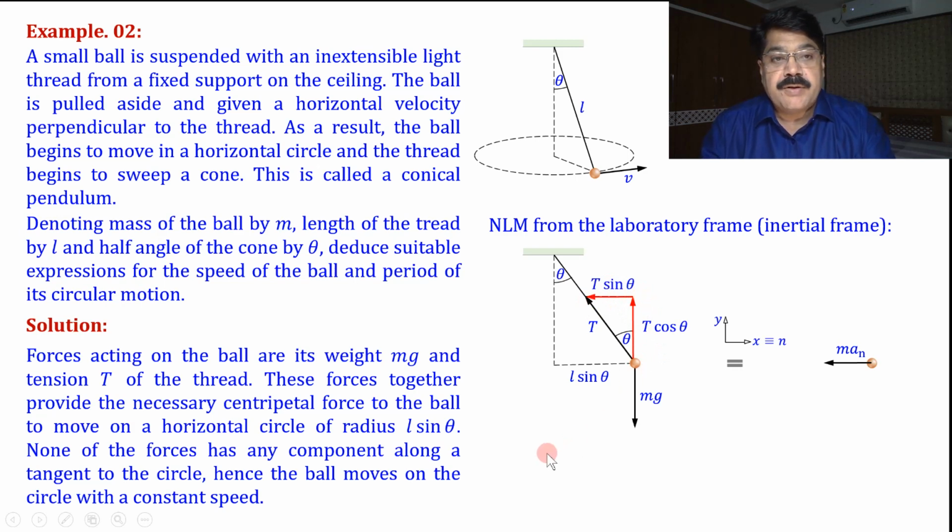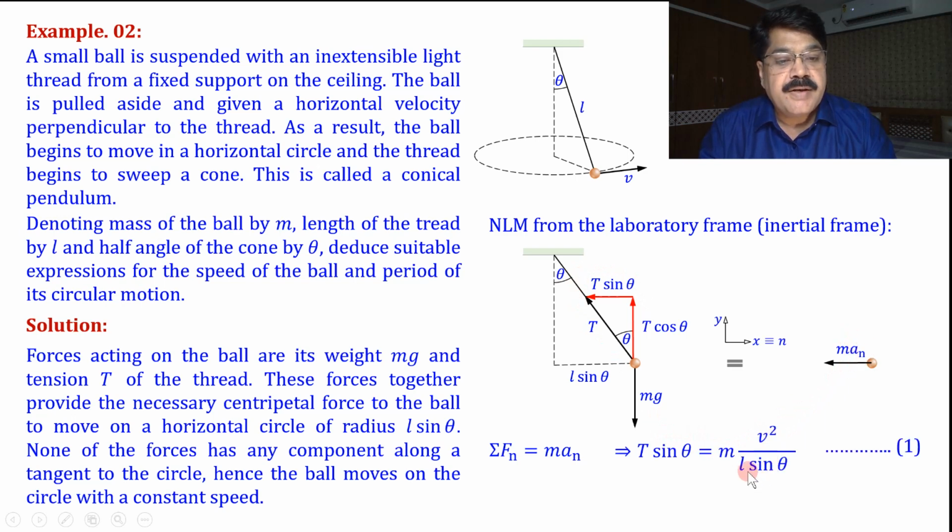Now the first equation, summation Fn is equal to Man, we can write. In the normal direction, there is only one force, this component. So T sin theta will be Man, and instead of An we can write v square by radius. Radius is L sin theta. Equation 1. And the second equation we write for the y direction or vertical direction. In the vertical direction, there is no acceleration. So summation Fy will be 0. So what do we have? T cos theta is equal to mg.